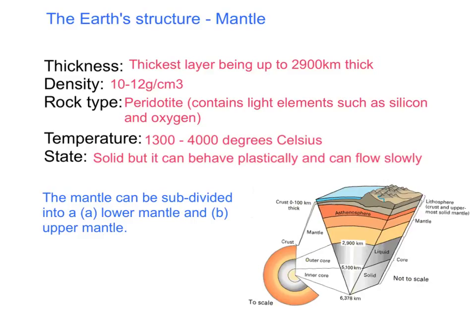The temperature closest to the outer core is 4,000 degrees, and then nearer the surface it goes down to 1,300 degrees. The state is solid, but near the surface, so near the asthenosphere layer, it can flow plastically, which means it's still solid, but it's a bit like silly putty because it's less pressure, less temperature. So now I'm just going to look at the lower mantle and the upper mantle.